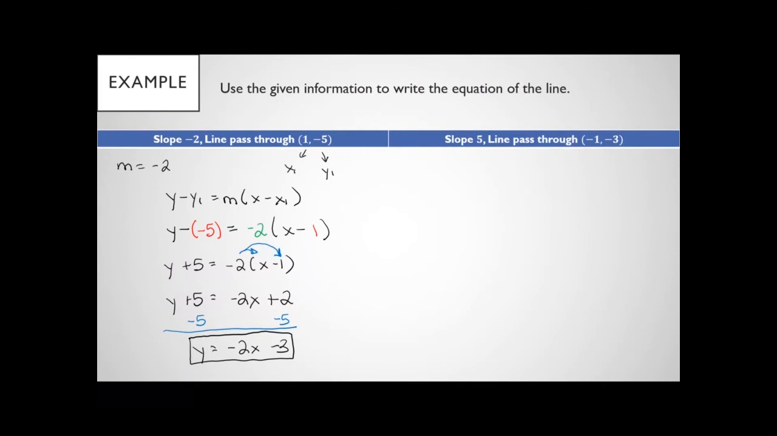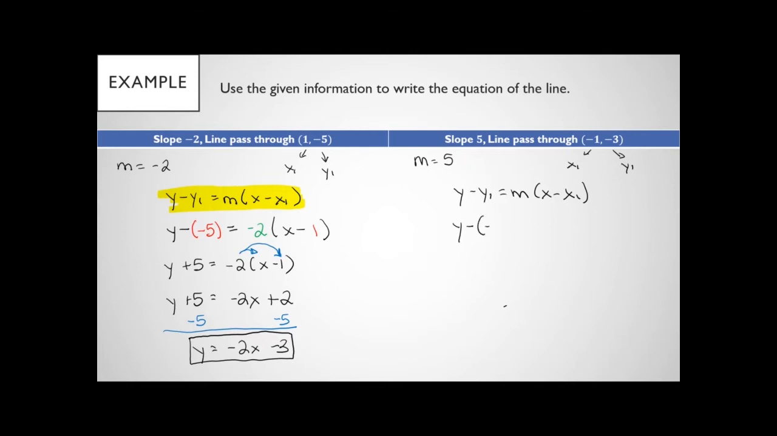Okay, so let's do the second one here that I have. It's a different slope, and we're going through a different line. So our slope is 5 in this case, and then our x1 is -1, and the y1 is -3. So we're going to be using the same point slope form, so I'm going to just highlight it. This is the formula that I'm plugging into. And it's good practice to write that down because that helps you memorize the formula and to see what you're plugging things into.